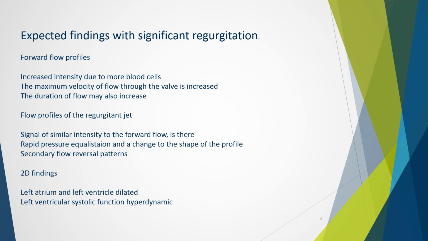Is the signal of a similar intensity compared to the forward flow? Is there a rapid pressure equalization and a change to the shape of the profile? Are there also secondary reversal patterns that we can see in the pulmonary veins, in this instance for mitral regurgitation? Then we can also consider 2D findings, such as are the left atrium and the left ventricle dilated? Is the left ventricular systolic function hyperdynamic to compensate for the additional volume that must move forward?